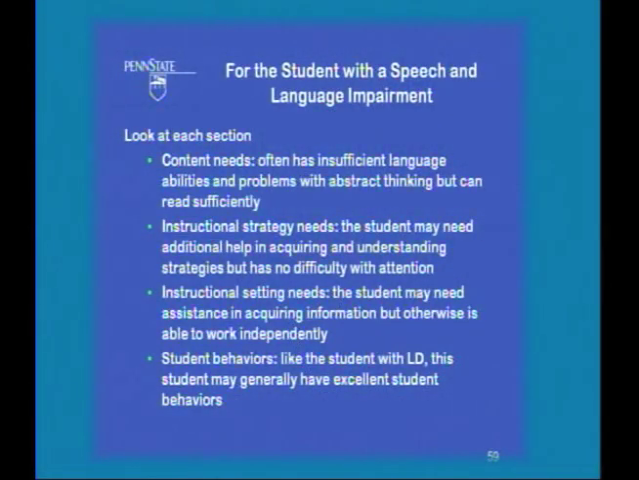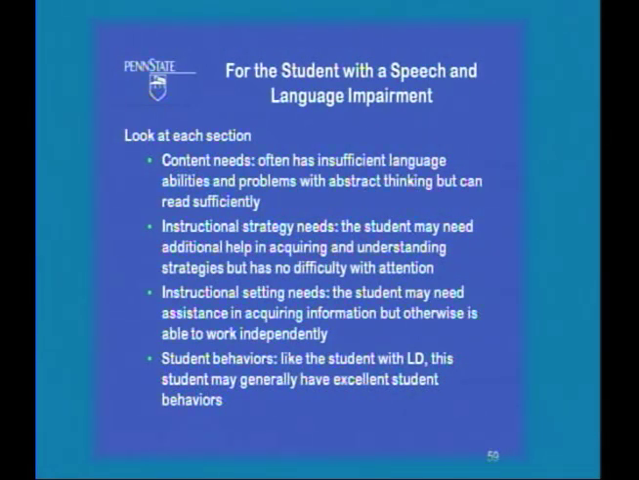Let's look at an example of a student with a speech and language impairment. Let's look at each section again. For content needs, the student with a language impairment often has insufficient language abilities and problems with abstract thinking, but can read sufficiently. This was different than the student with a learning disability who could not read or decode words, but could understand the concepts.